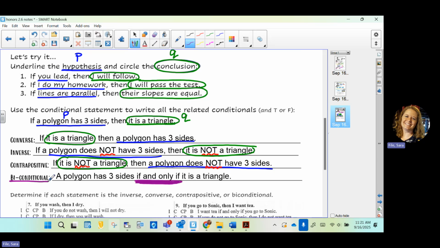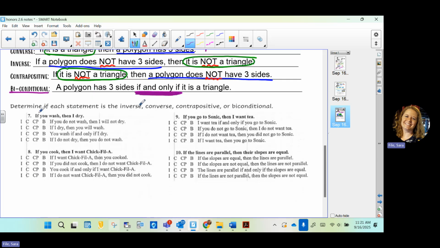So the biconditional has the if and only if. Because this was true and this was true, I was able to write the biconditional. Okay, so on these, you're just trying to identify which one is the inverse, converse, contrapositive, or biconditional. So I would identify my P is you wash. My Q is I dry. So if you wash, then I dry is my original statement.